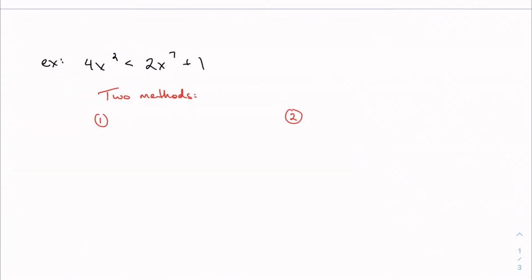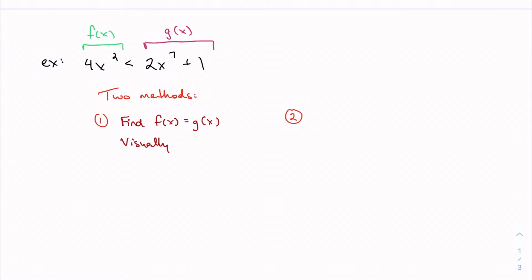So with inequalities, we see something similar happen. And to make it easier, I'm just going to start by defining these as f of x and g of x. Just so this way we have some shorthand here. And we have two methods. The first method is going to be to find where f of x and g of x are equal, and then kind of visually inspect the graph for where f of x is less than g of x.